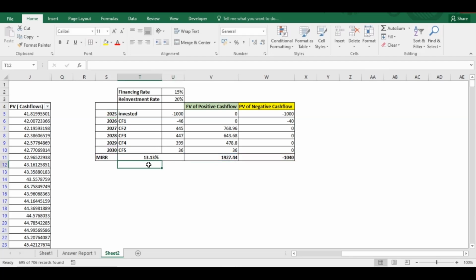Yes, there is a quick and easy way to find out the MIRR. Just type equal to MIRR, select all the cash flows, select reinvestment and financing rates, and that's it. We get the MIRR, that is 13.13%. Now we get the expected yearly returns if we go for this project, which is less than the financing rate. That means it is not a viable project. Ideally it should be at or above the reinvestment rate.